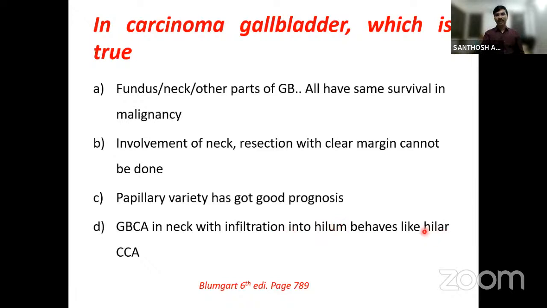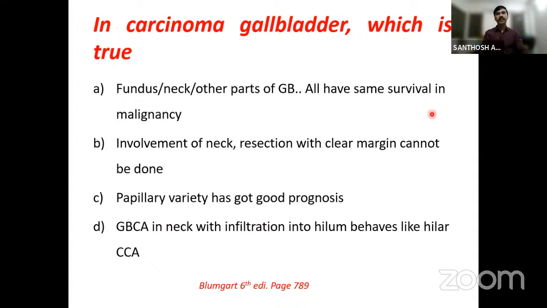Though it can mimic hilar cholangiocarcinoma, prognosis-wise, hilar cholangiocarcinoma has a better prognosis when compared to that of carcinoma gallbladder infiltrating the hilum. Neck cancer can present at an early stage? No, it is actually the prevalence-wise, the fundus carcinoma is more, and that has got a better prognosis. It has been studied epidemiologically.